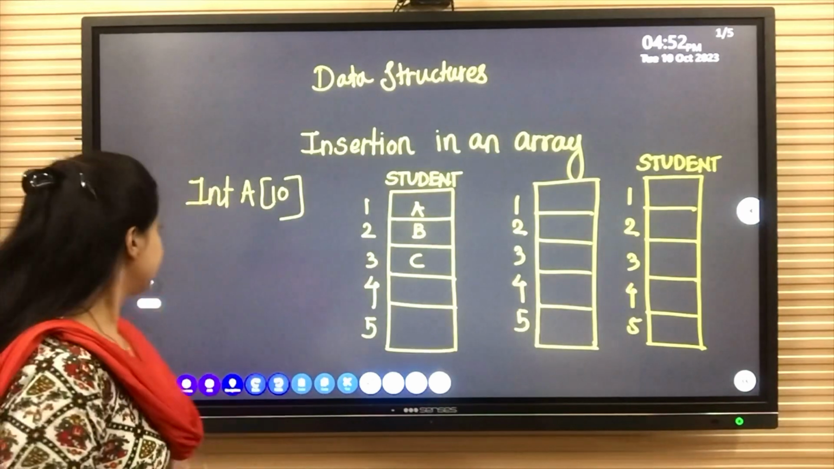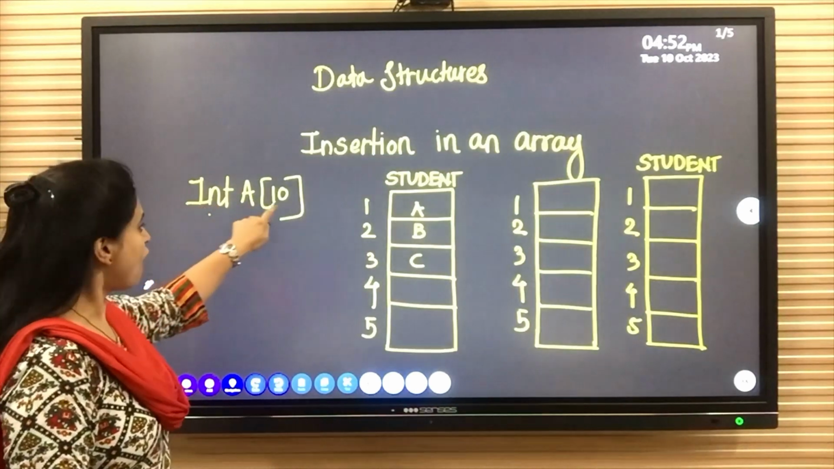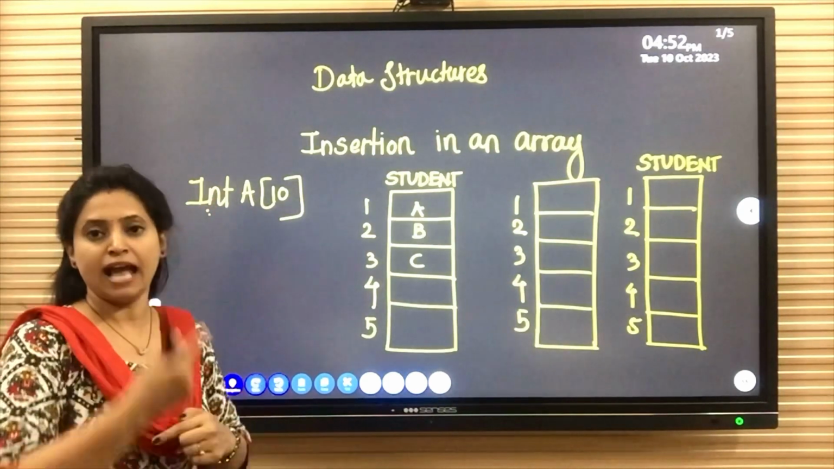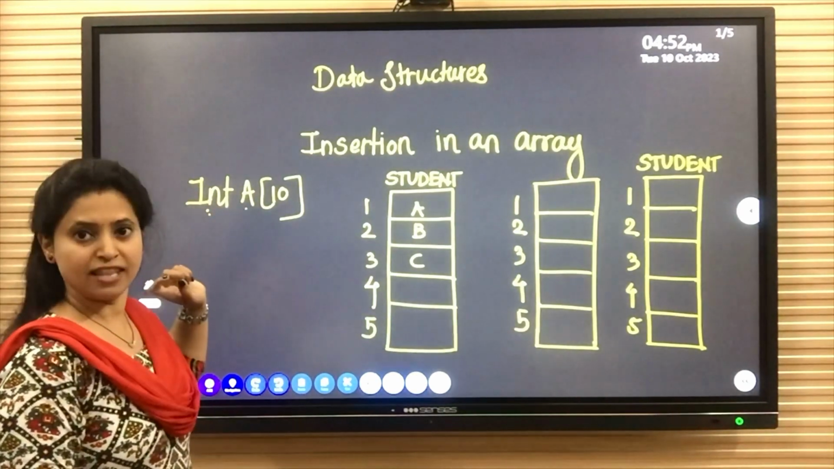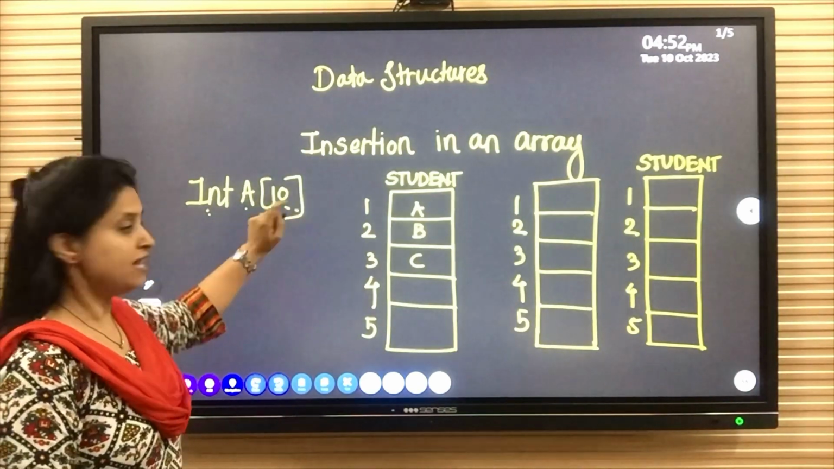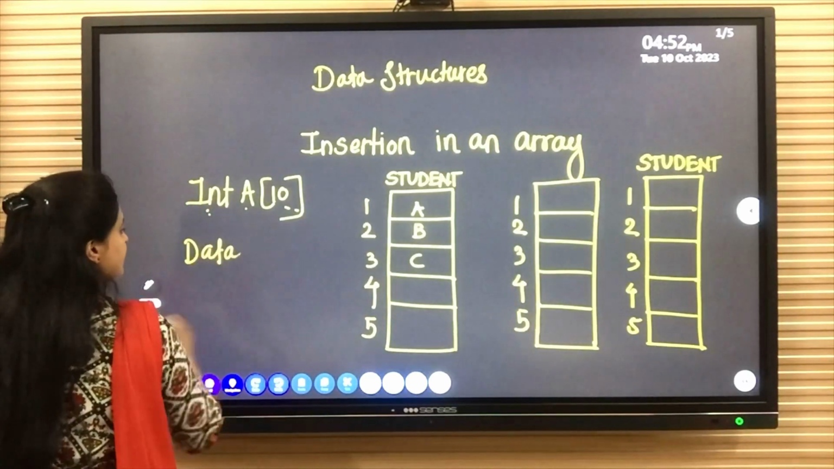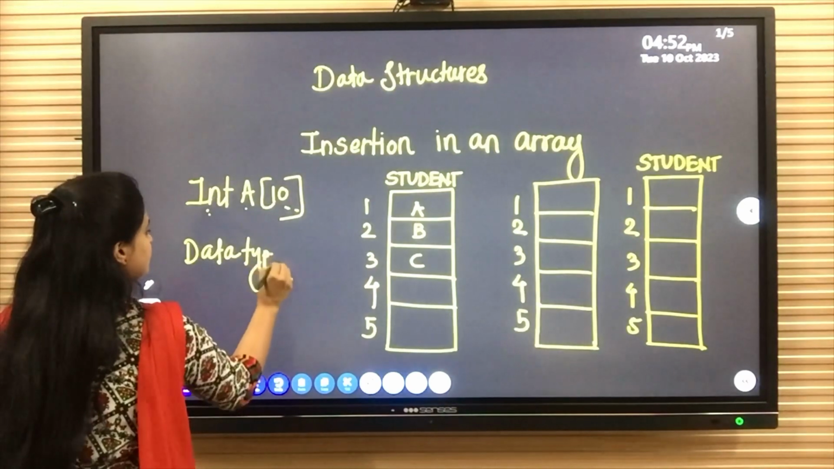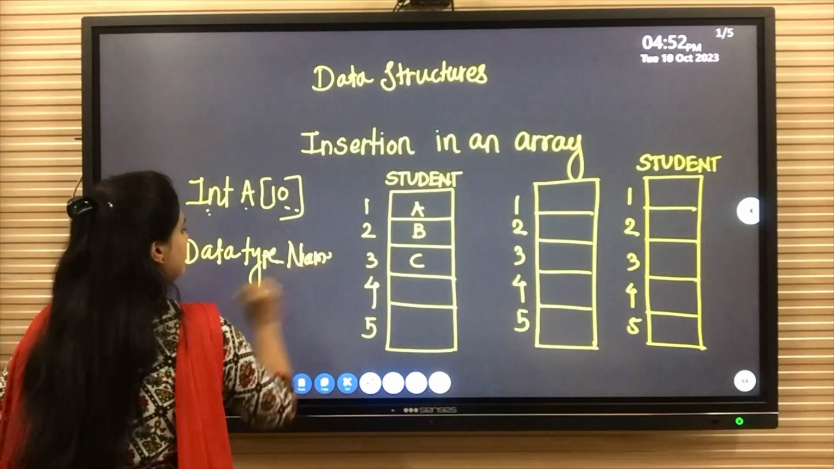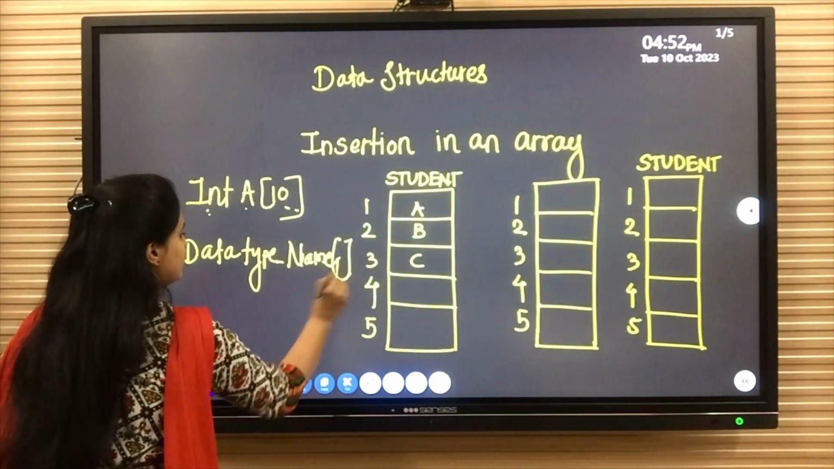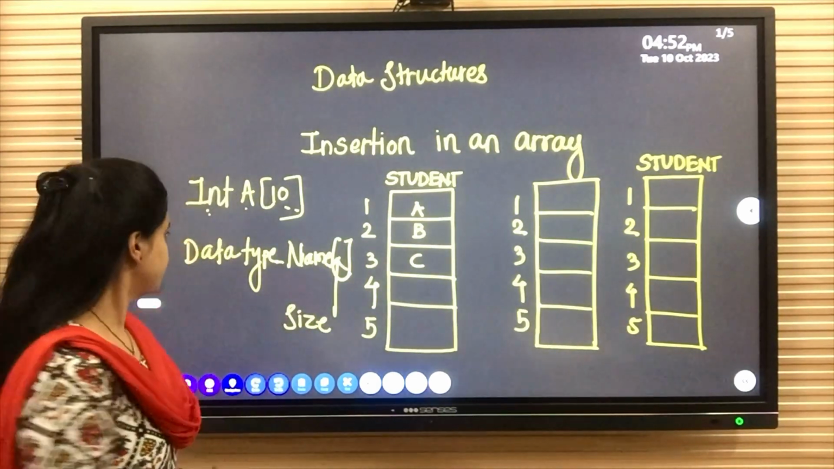any array is declared in the form like, suppose we are having that array which is integer a of 10. Now this integer means the array A is having all the elements of integer data type. Then this A is the name of the array and this 10 indicates the size of that array. So here we can say that data type, then after that we have to include the name of the array and inside the bracket we have to mention the size. So this is the declaration of an array.